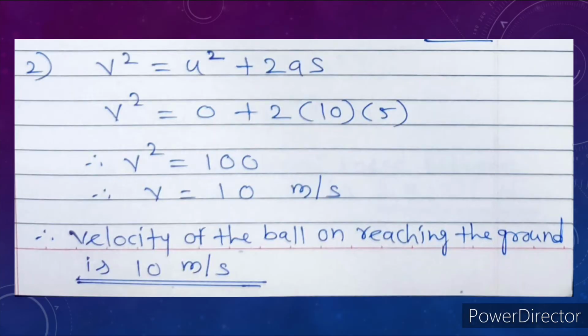Second answer. Formula is v square is equal to u square plus 2as. Therefore, substituting given values, v square equal to 0 plus 2 into 10 into 5. Therefore, v square equal to 100, and therefore taking square roots, v is equal to 10 meter per second. And therefore, velocity of the ball on reaching the ground is 10 meter per second.